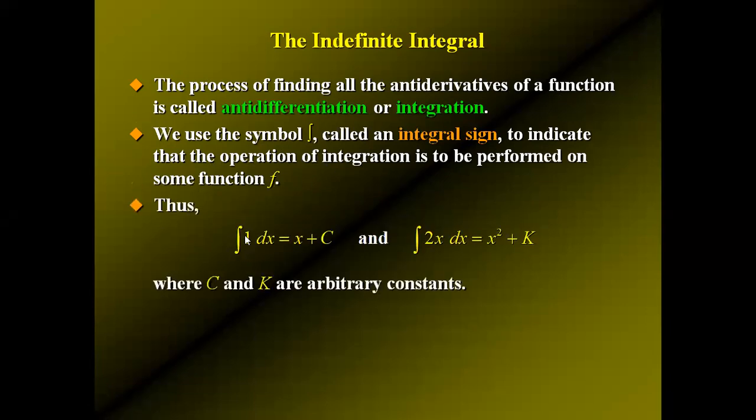Thus, integration of 1 will be x, but you have to add a constant. Remember it. After integration, we have to use a constant c or any other. Suppose integration of twice x will be x square plus c, because x square differentiation is twice x. Okay, this is why this is the antiderivative, where c and k are constants.